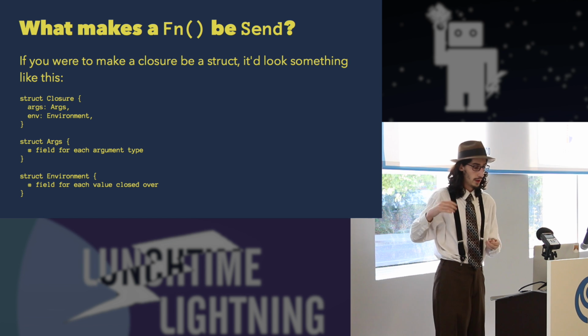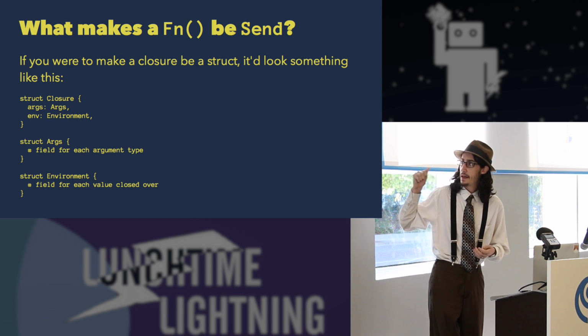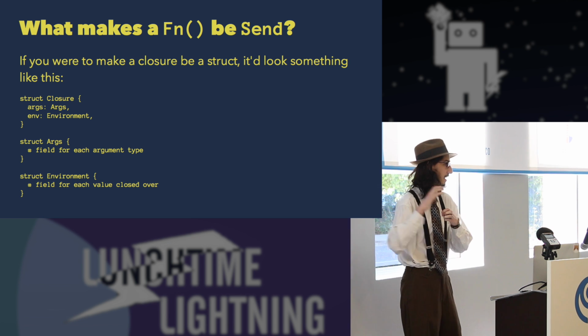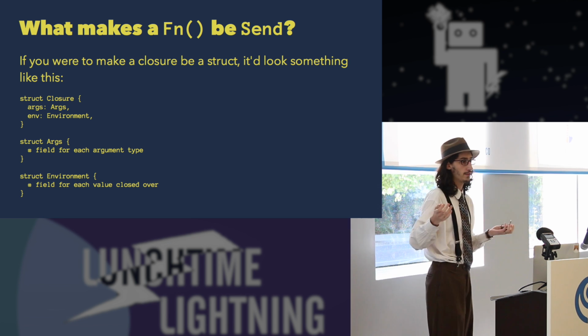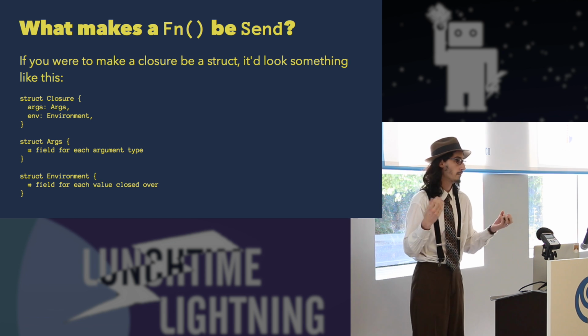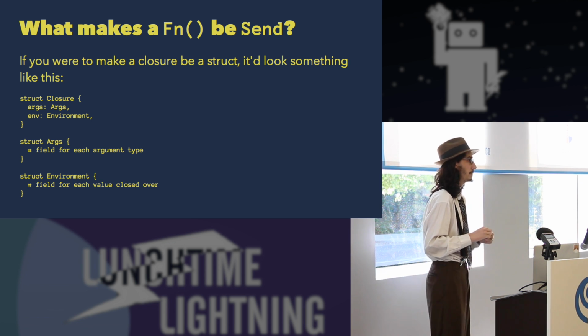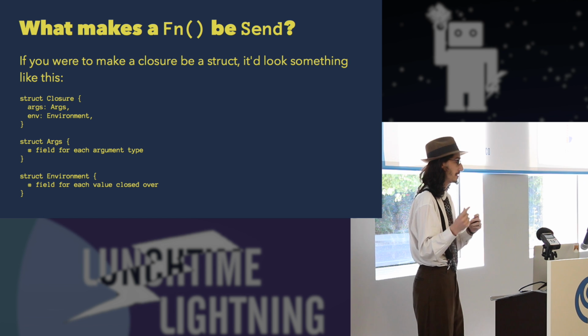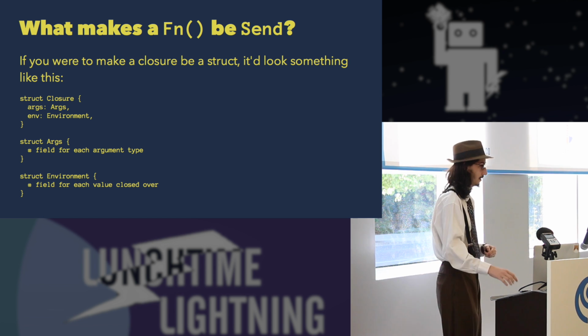So a function becomes send in the same way that everything else does. If you were to think of what the data structure of a function is, its type is basically just the arguments that it takes and the environment that it captures. And if you were to represent both of those as structures, if you only capture things that are send, then your function just becomes send. So you can only pass a function to the thread spawn function if it only closes over data that is safe to send to another thread.